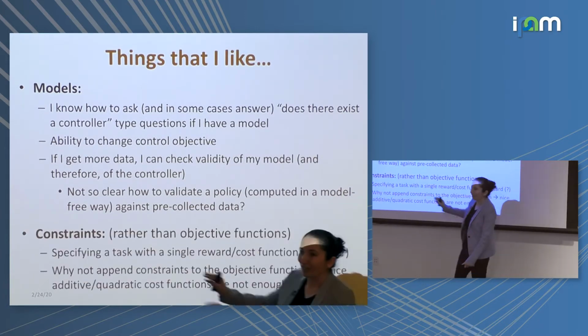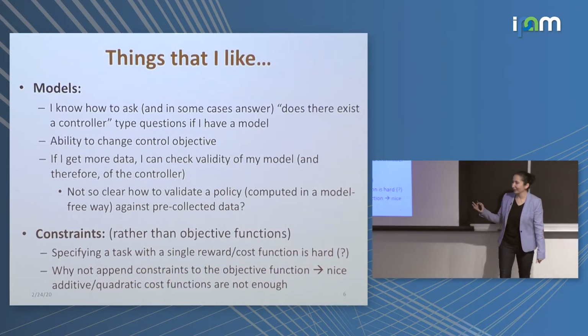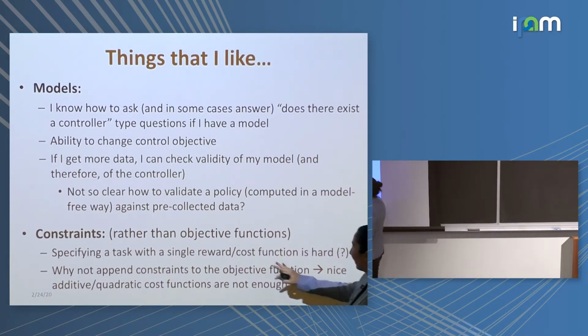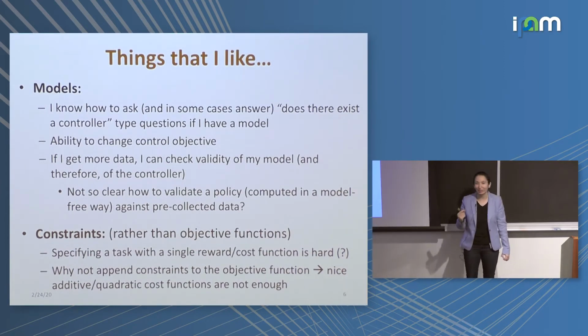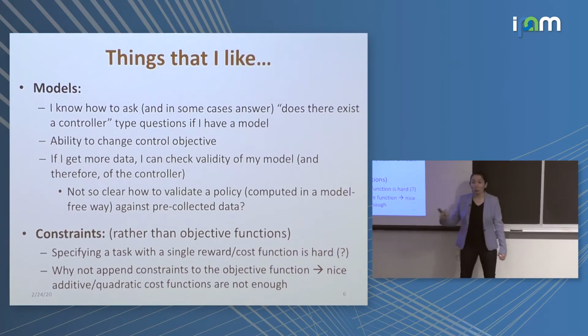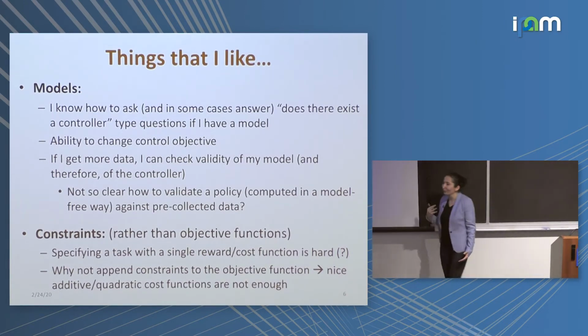And the other thing that I like is constraints, rather than cost functions and objective functions, because specifying a task with a single cost or reward function is in general hard, and constraints are, for me, more modular. And since I work on constraint control, constraints are more natural for me as well.